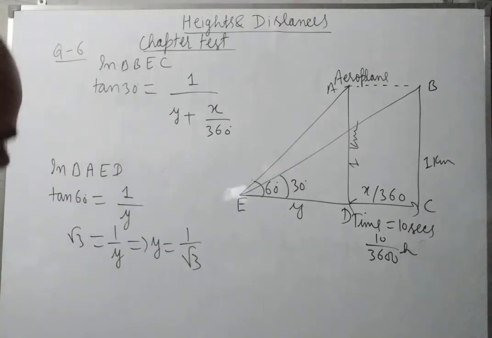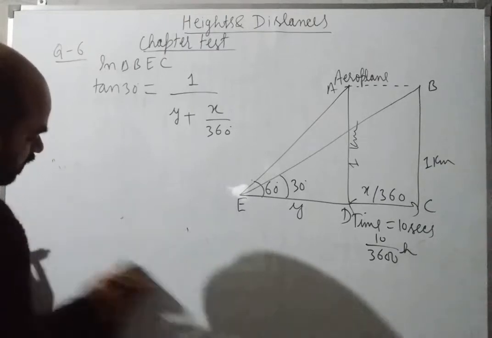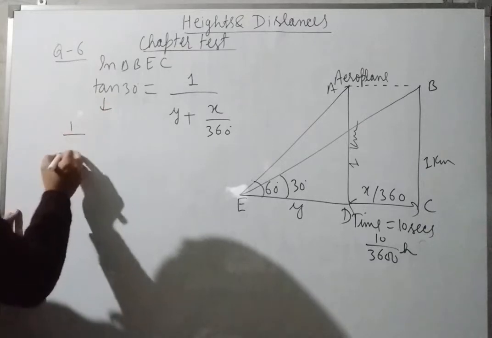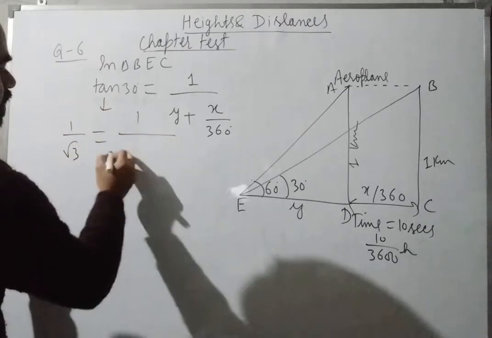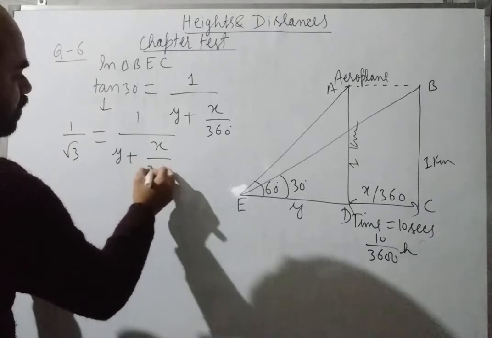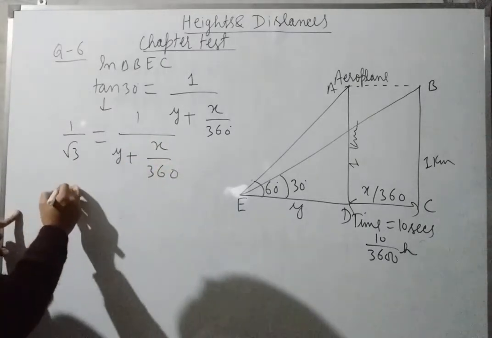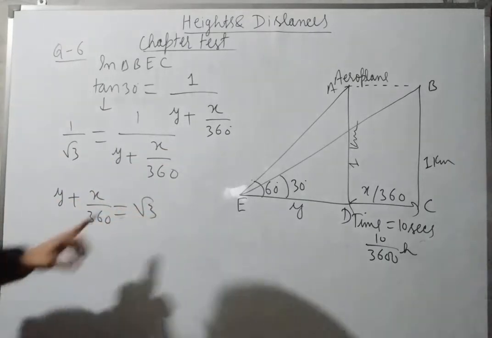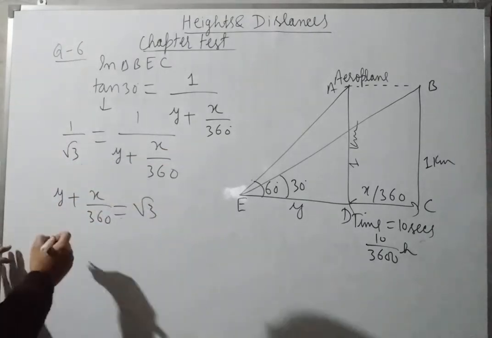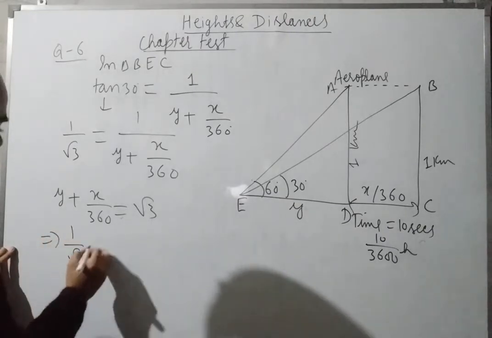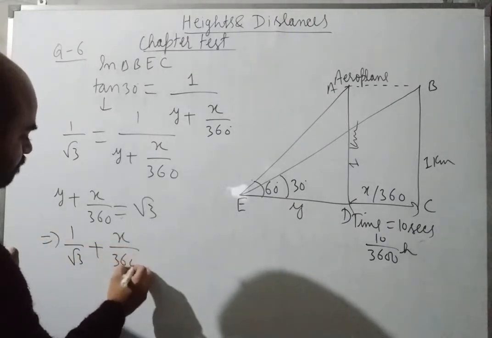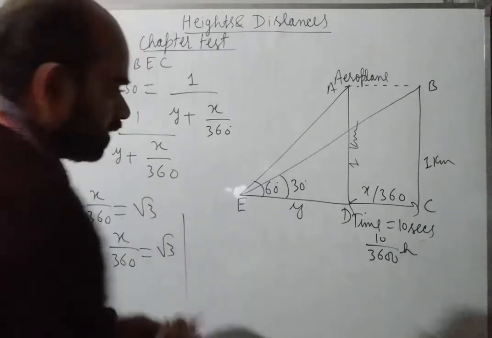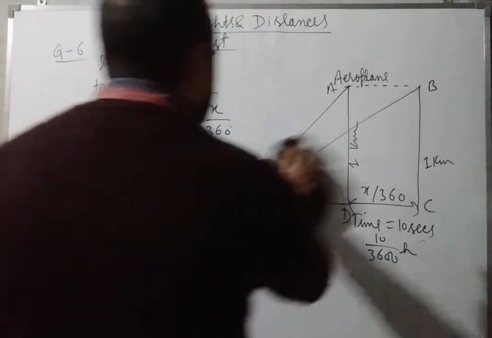Now see, y is 1 upon root 3. That has been already used. Now tan 30 is 1 upon root 3. This is 1 upon y plus x upon 360. So y plus x upon 360 is equal to root 3, cross multiplication. Now y is 1 upon root 3, we have calculated. Correct? Clear? So finally, what is x? Now diagram done? No, diagram is not required.